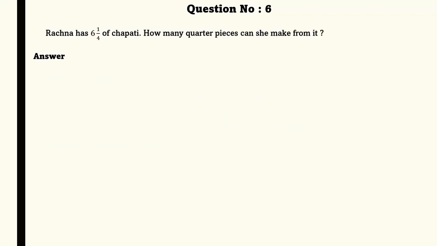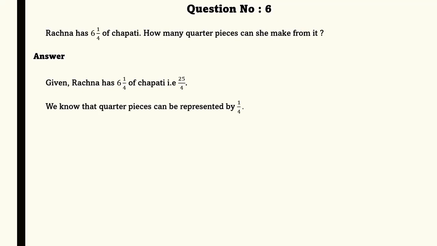Question 6. Rachna has 6 1/4 of chapati. How many quarter pieces can she make from it? Rachna has 6 1/4 of chapati, that is 25/4. We know that the quarter pieces can be represented by 1/4. Therefore, number of quarter pieces in 25/4 is 25.